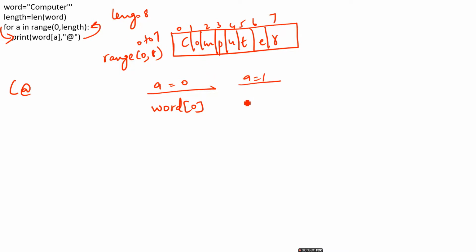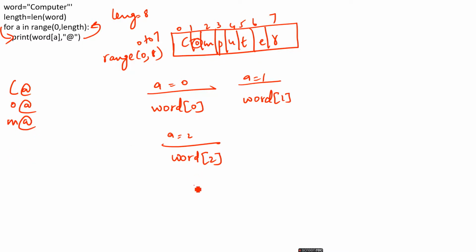Next value of A will be 1. Now print word of A, means word of 1. So in the next line, what is word of 1? That is O. O, @. Next value of A will be 2. Then we will print word of A, that is word of 2. That is M, @.